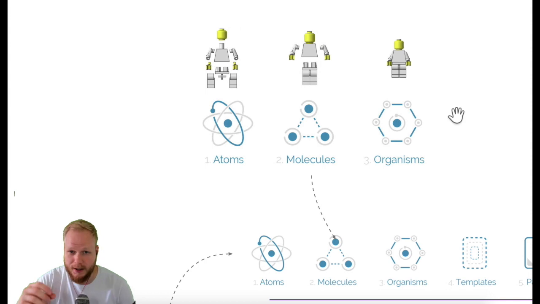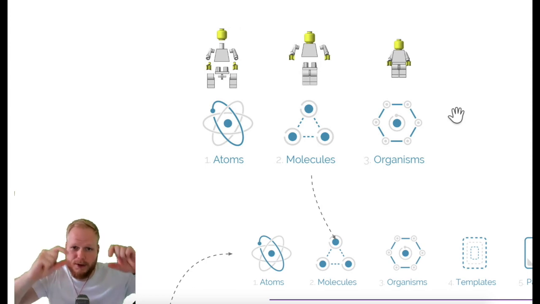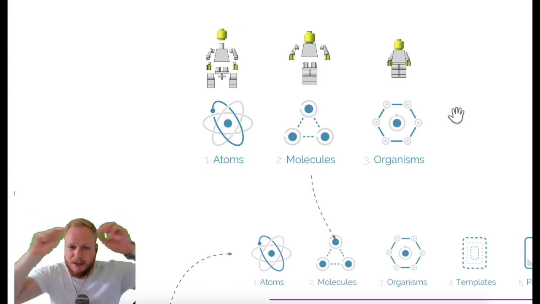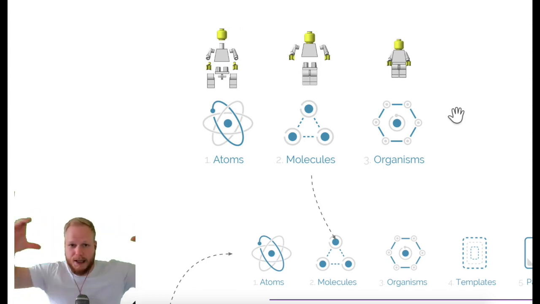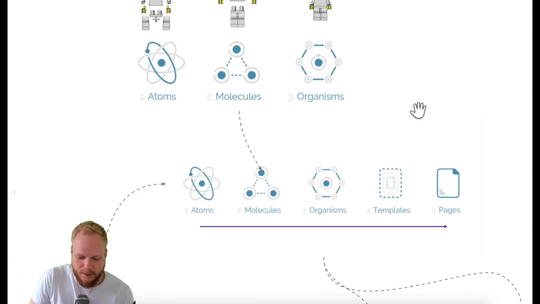So it scales that way. An organism could be a whole form, like a contact us form with a button, multiple input fields, multiple text strings and so forth. So it scales that way, like an onion. That's one way to think about it.